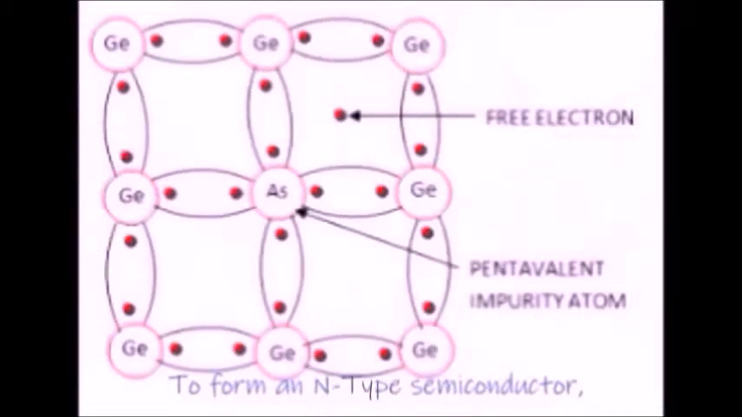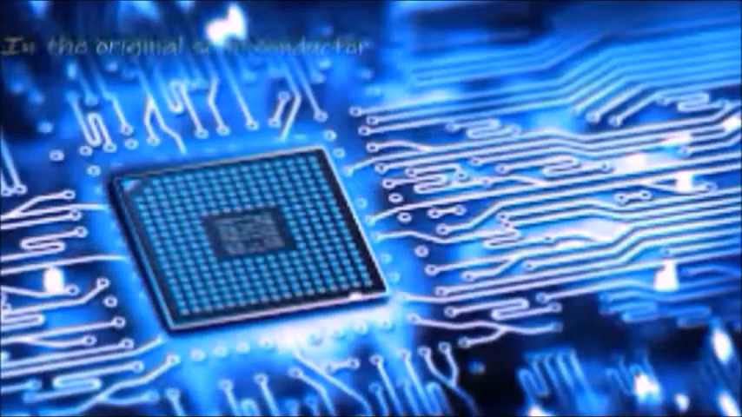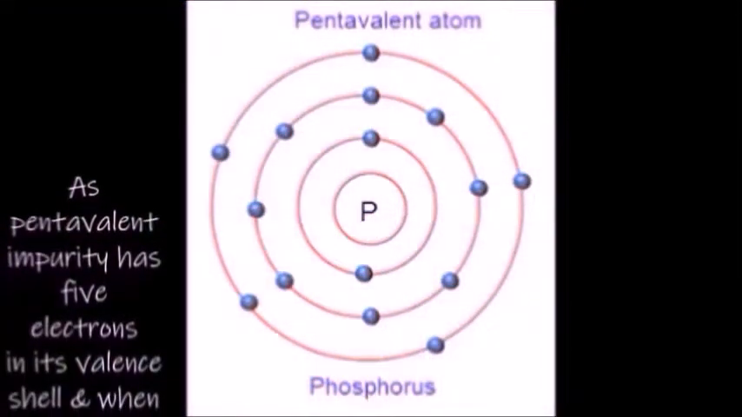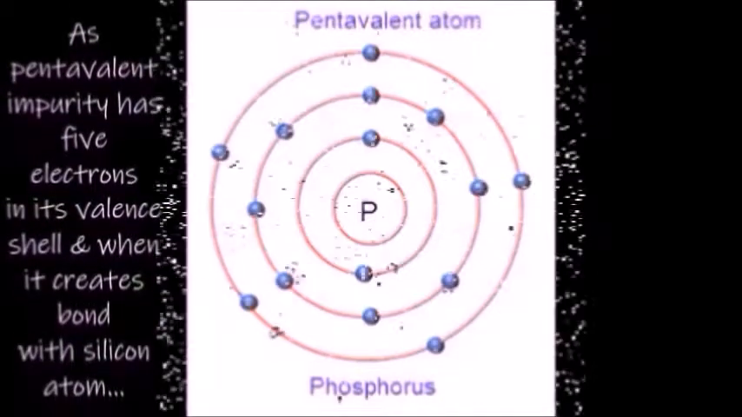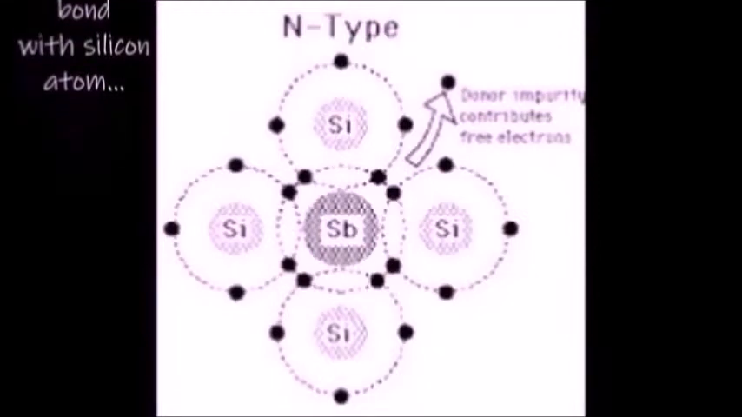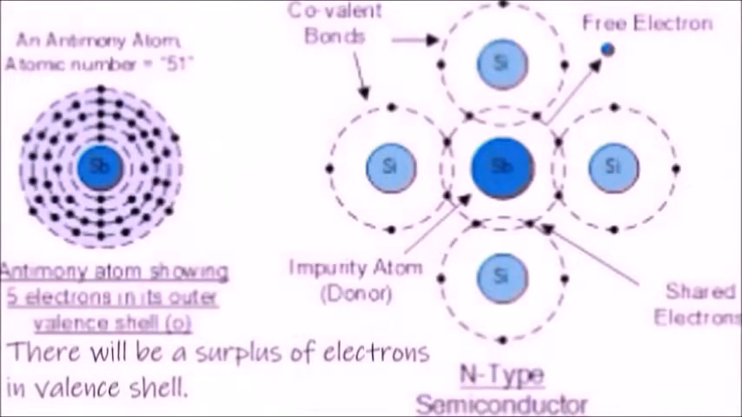What is an N-type semiconductor? To form an N-type semiconductor, there is an addition of some pentavalent impurity in the original semiconductor. As a pentavalent impurity has 5 electrons in its valence shell, when it creates a bond with a silicon atom, there will be a surplus of electrons in the valence shell.